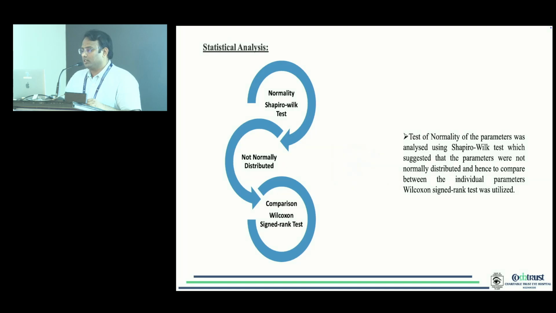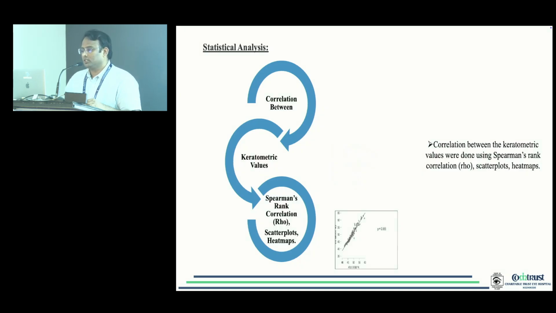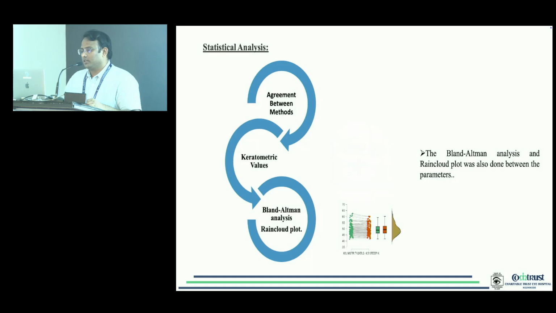Statistical analysis: the normality of these parameters was tested using the Shapiro-Wilk test, which suggested that these parameters were not normally distributed. Hence, to compare the individual parameters, Wilcoxon's signed rank test was utilized. The correlation between the keratometric values was done using Spearman's rank correlation, scatter plots, and heat maps, and the agreement between methods was assessed using Bland-Altman analysis and rain cloud plot.